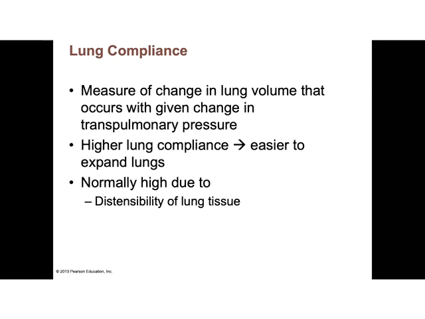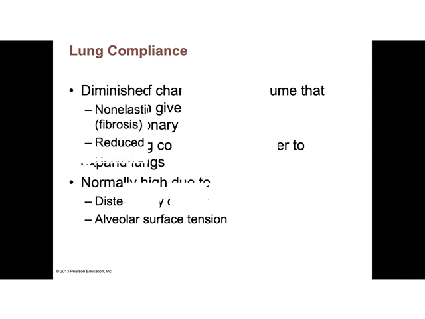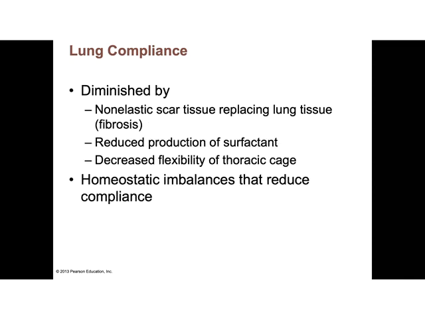Compliance is just the stretchability of the lungs. It's generally high because of the normal distensibility of lung tissue and the alveolar surface tension being broken by surfactant. But it can be diminished by scar tissue, reduced surfactant production, and decreased flexibility of the thoracic cage. And guess what? All of those happen as we age.